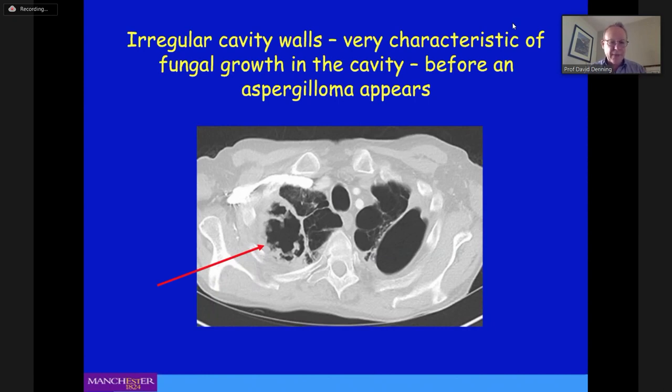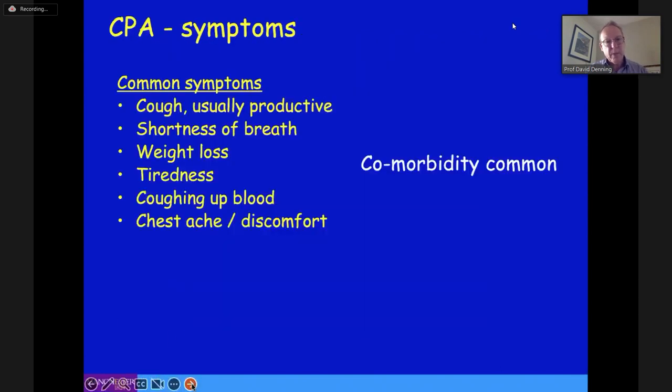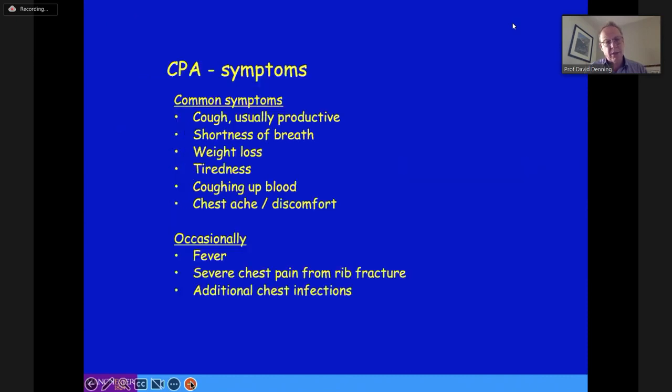So if you have chronic cavitary pulmonary aspergillosis and an aspergilloma, your outcome is worse. So the symptoms: cough, it's usually productive, shortness of breath, weight loss, tiredness, coughing up blood, a bit of chest ache and discomfort. So the only thing that's really distinctive about this compared with TB and some other chest diseases is that the hemoptysis is often quite marked in patients with CPA. But otherwise, this is not very distinctively different from patients with COPD or some patients with asthma and ABPA and patients with lung cancer early on and so on.